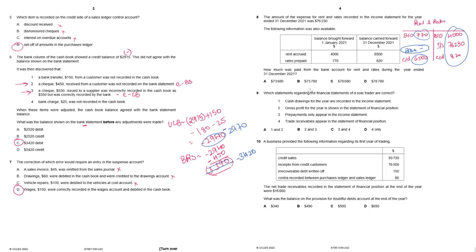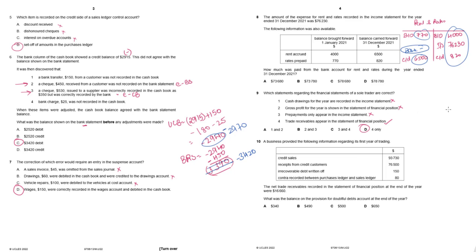Which statements regarding the financial statements of a sole trader are correct? Cash drawings for the year are recorded in the income statement, not correct. Gross profit for the year is shown in the SOFP, not correct. Prepayments only appear in the income statement, not correct. They appear in the balance sheet. Trade receivables appear in the statement of financial position. This is the correct statement, so 9D.